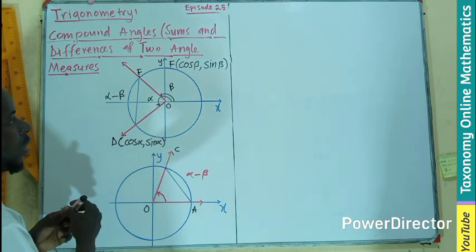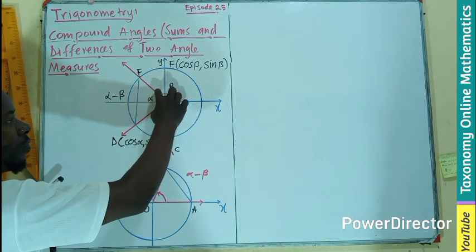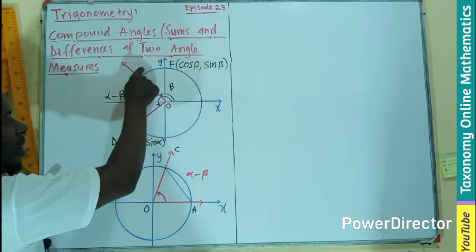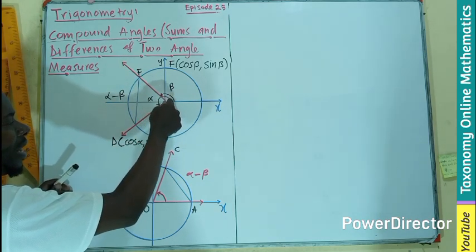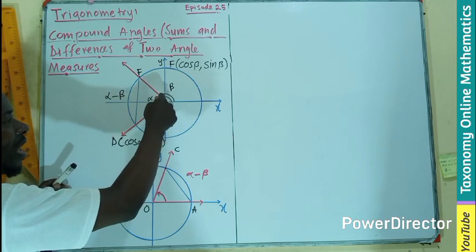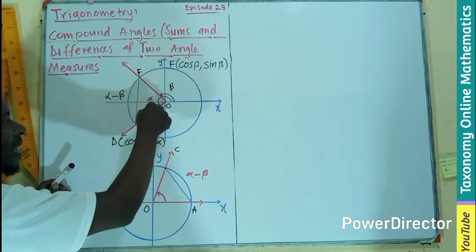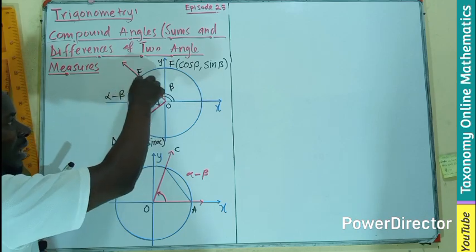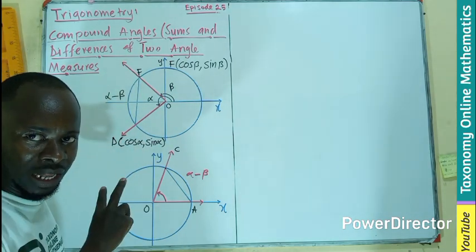All right. So what we are having here is that the angle difference between OF and OD, the angle here we have is bigger, alpha. Alpha is bigger than beta. So alpha minus beta gives us the angle between the terminal lines OF and OD. I'm sure that is clear.